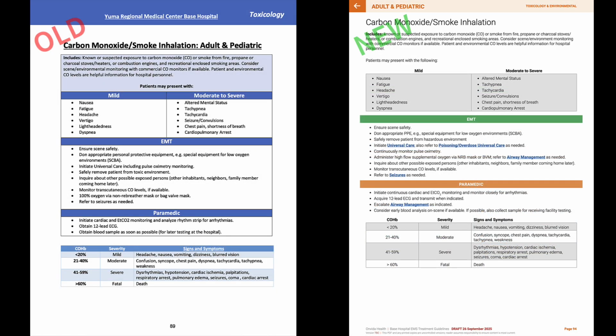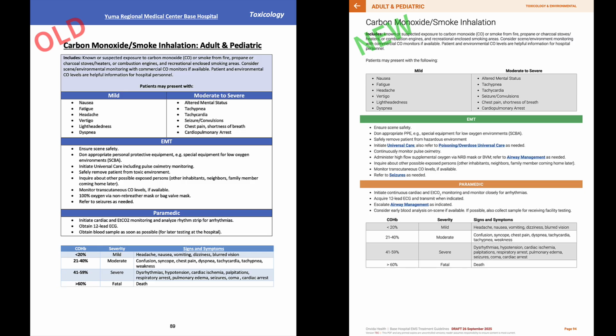This next page covers carbon monoxide and smoke inhalation. If it looks familiar, that's because it is. This content was recently updated in the old YRMC guidelines using the same clinical source material that informed the new Onvida version. That means the two pages are nearly identical in layout, content, as well as treatment approach.